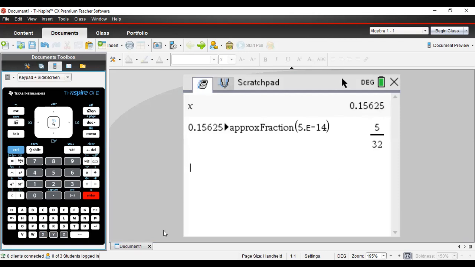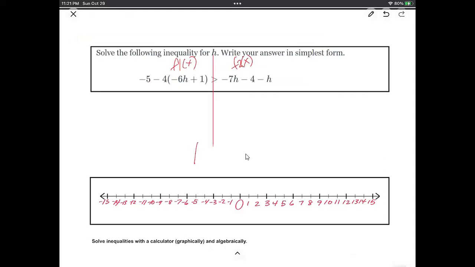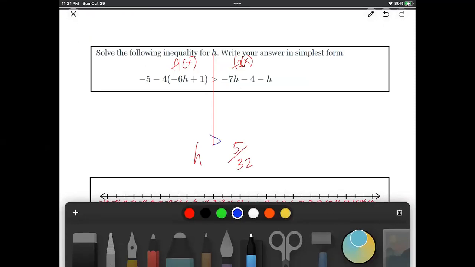That is our answer. So I would go back here to my iPad, and I'm going to write h is something 5/32. Now, here's a question. Should it be greater than 5/32 or should it be less than 5/32? I don't know, but what I do know is that I'm going to take 1,000 and store that into h, and then key this in. If I get a true statement, it means my solutions go to the right. If I get a false statement, that means my solutions go to the left.